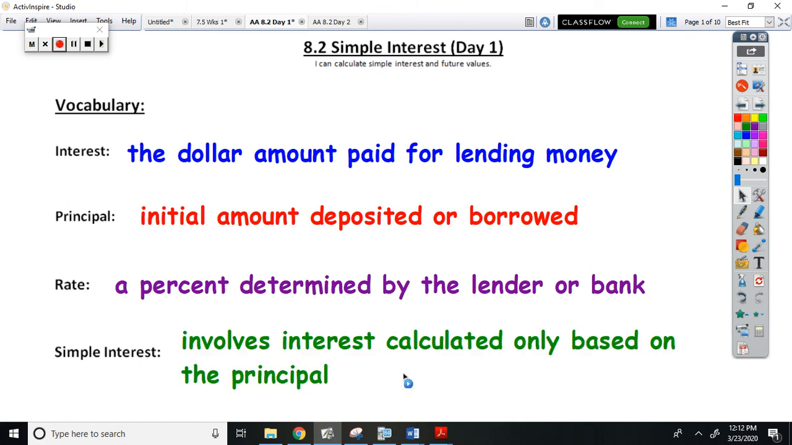And simple interest. This involves interest calculated only based on the principal, meaning the interest is not accruing or being recalculated on itself. In our next lesson next week, we will learn compound interest. But for right now, it will just be interest calculated only based on the principal alone.